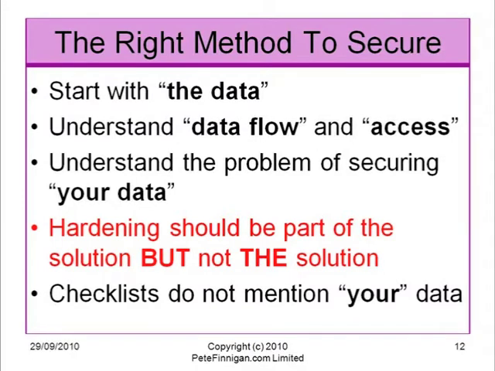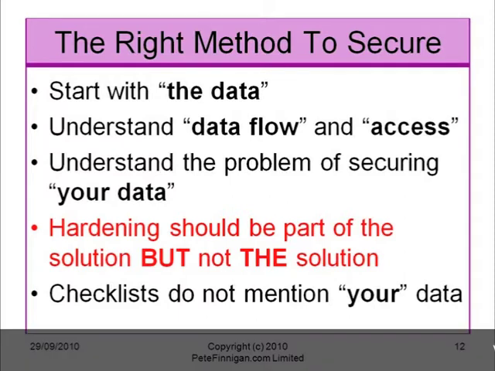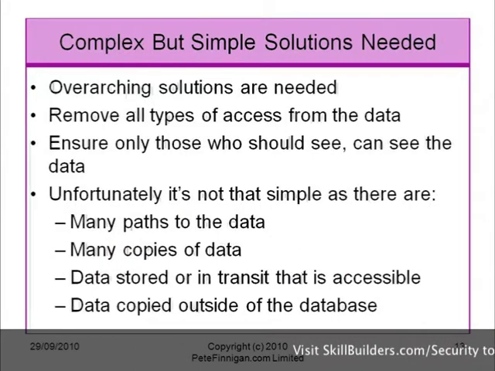Who can access it? So for all those different types of access paths, who can access the data? So the whole thing really is about understanding the problem of securing your data. So you have to identify your data and understand who can access it. Hardening is still important, hence it's in red in the middle. It should be part of the solution, so we should apply general hardening to secure the database, but it should not be the solution. We have to start with the data first. Checklists don't mention your data, to emphasize that point from the last few slides.